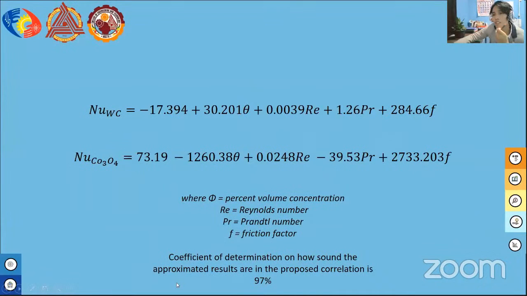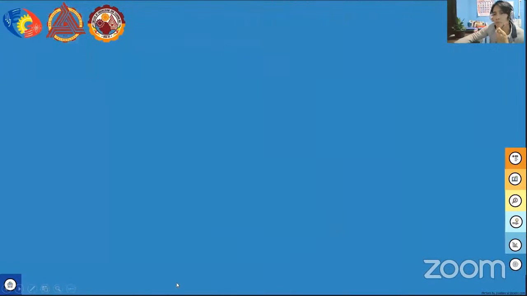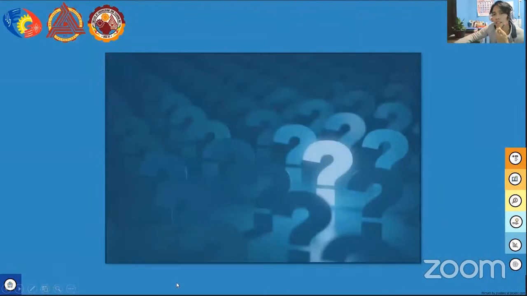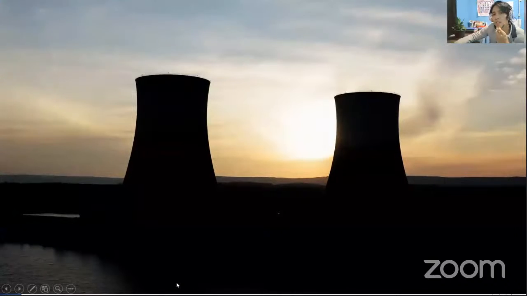A correlation is then proposed for this study to approximate the results of the experimental Nusselt number, where coefficients of the correlation are based on the percent volume concentration, Reynolds number, Prandtl number, and friction factor. But what's it good for? So there's an enhancement, but what then? Allow me to offer some of the applications we could pursue with nanofluids.